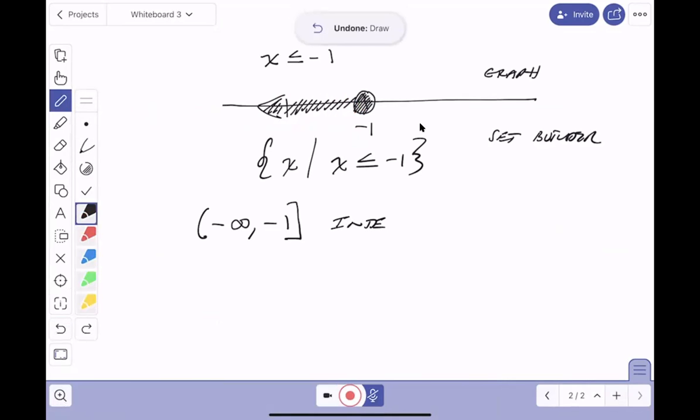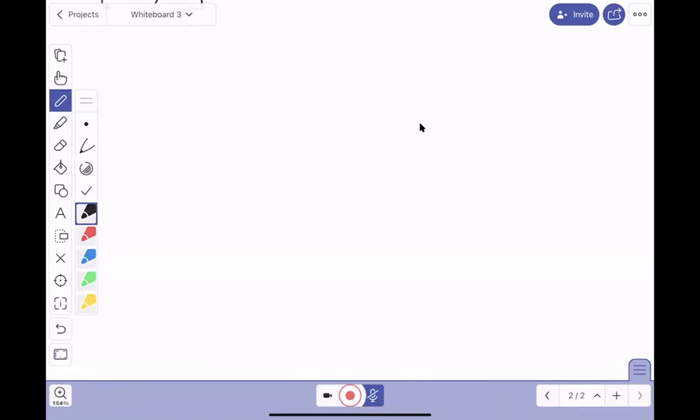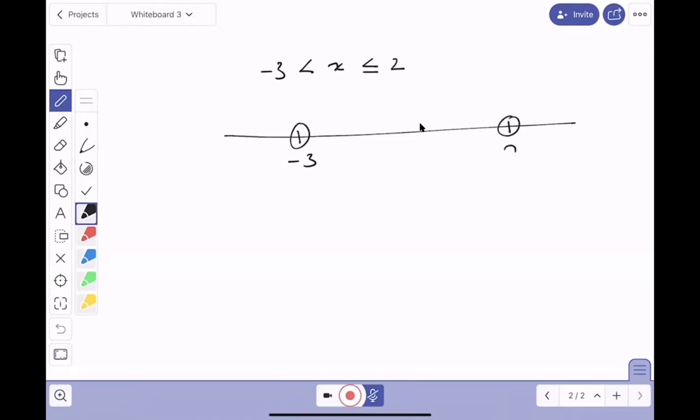Hope I misspelled. Yes, we'll do other examples. All right, put one more down. Number line goes down. There are now two numbers I'm interested in. They must go down in proper order. -3, and there's a 2 here.